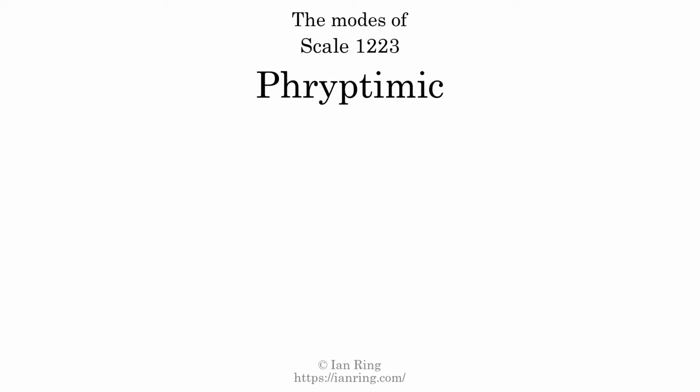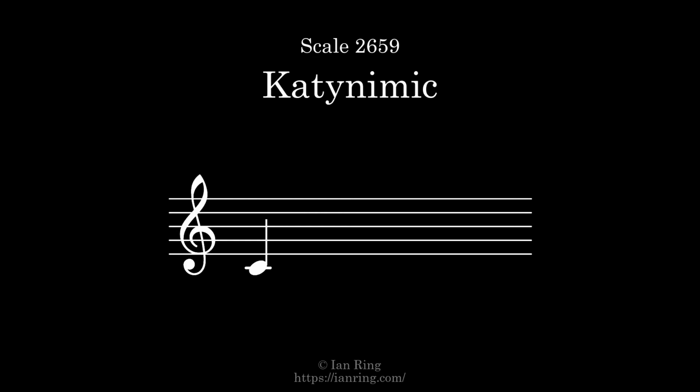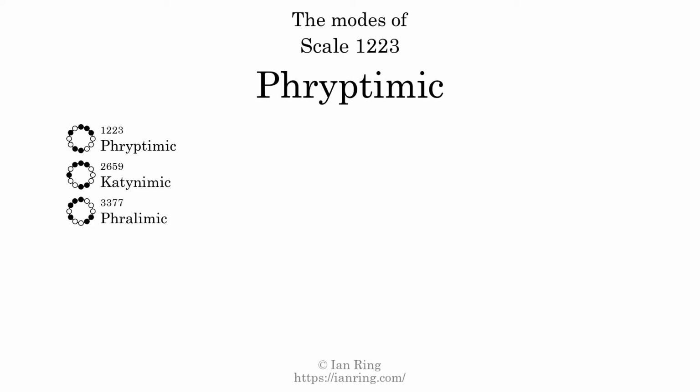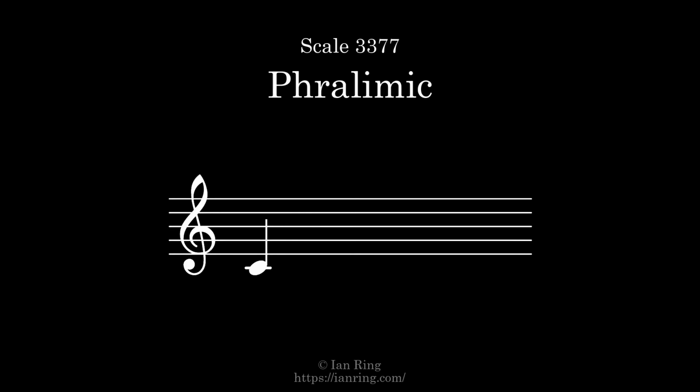This scale has 6 modes. The first mode is itself. The second mode is scale 2659, also known as catonymic. It sounds like this. The third mode is scale 3377, also known as Phryptimic. It sounds like this.